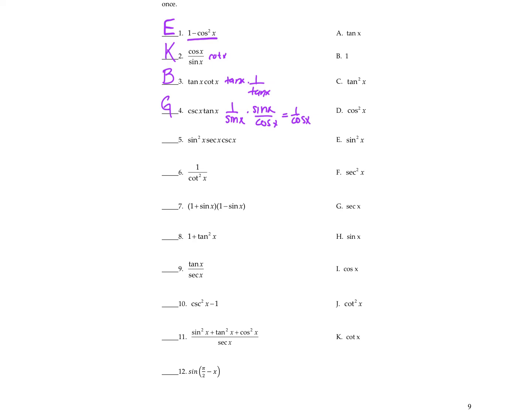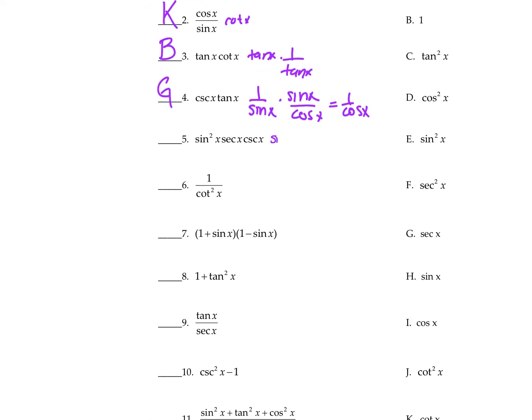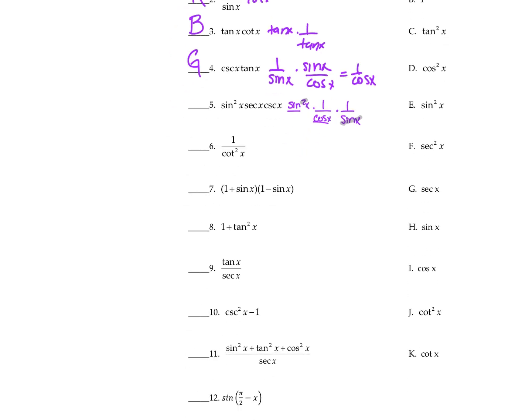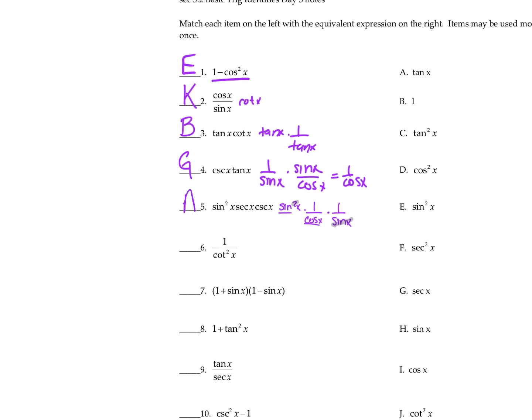5 is a little bit trickier. So I have sine squared times 1 over cosine times 1 over sine. So I'm going to simplify this sine with one of these sines. So I'm going to end up with sine over cosine, which is going to give me tangent, which is option A. In number 6, we have 1 over cotangent squared. Well, 1 over cotangent is tangent, so 1 over cotangent squared is going to be tangent squared, which is option C.